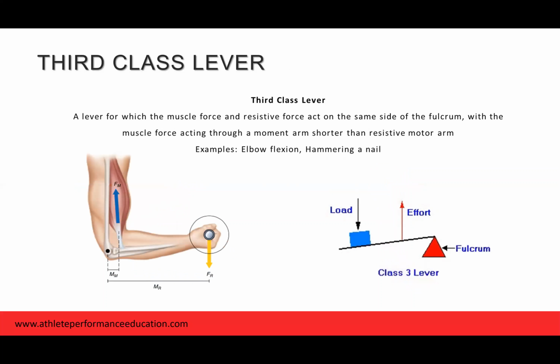Our third class lever is a lever for which the muscle force and resistive force act on the same side of the fulcrum, with the muscle force acting through a moment arm shorter than the resistive moment arm. So these are a really common lever. An example of this would be elbow flexion. A practical example of that would be hammering a nail. Could also be a bicep curl.